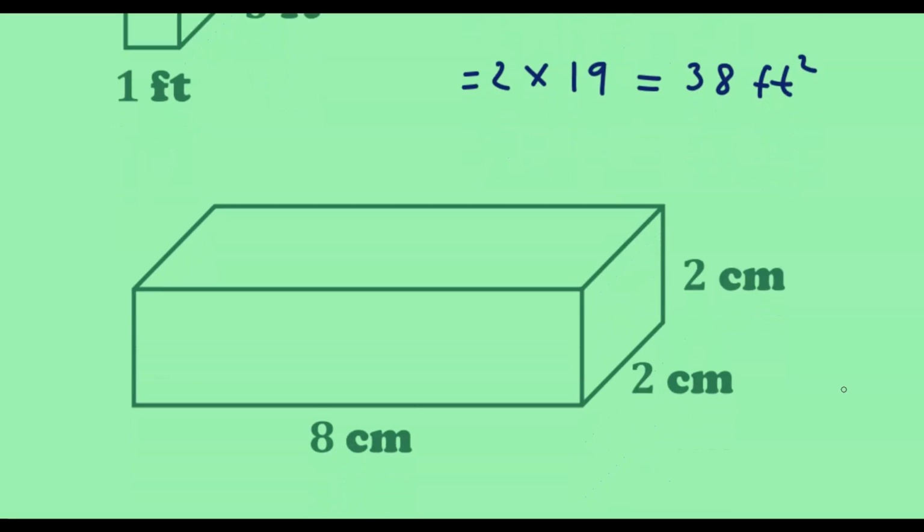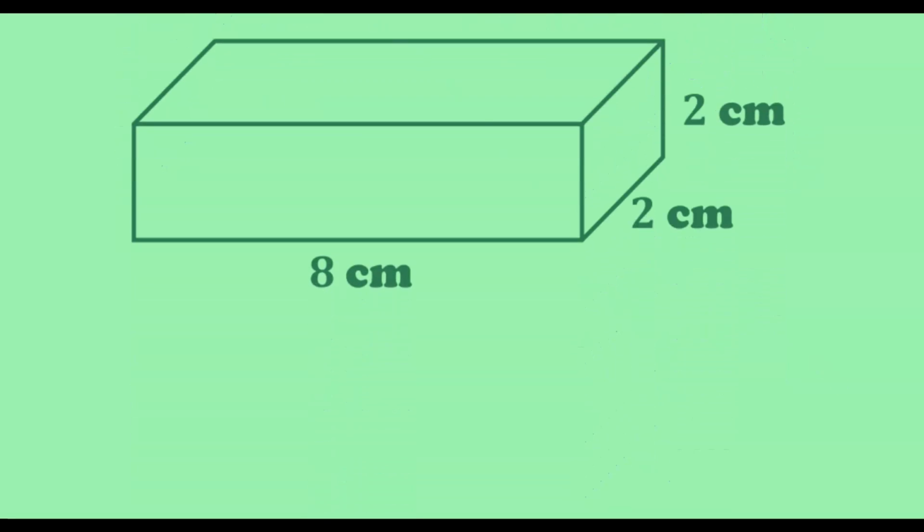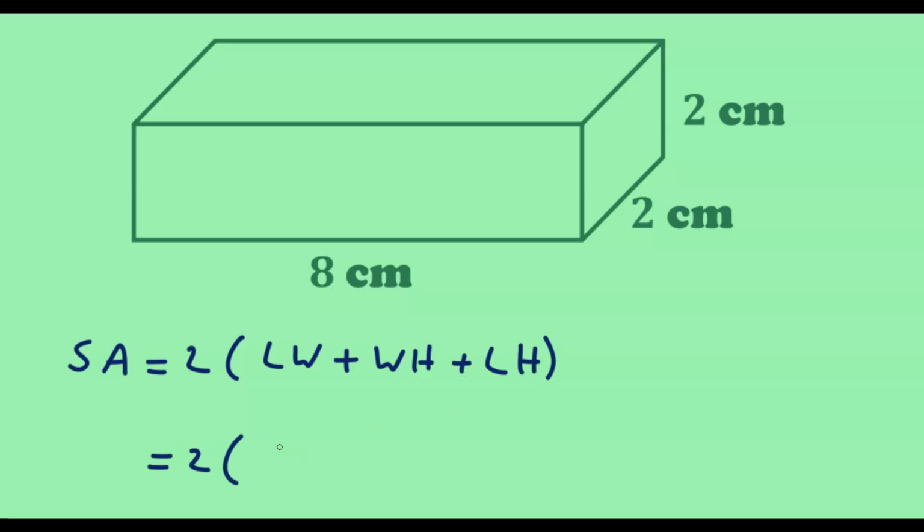Let us consider the next rectangular prism. In this rectangular prism, the length is 8 centimeters, the width is 2 centimeters, and the height is 2 centimeters. So let us consider the surface area. The formula is 2 times LW plus WH plus LH. For LW, that's 8 times 2. WH, that's 2 times 2. LH, that is 8 times 2.